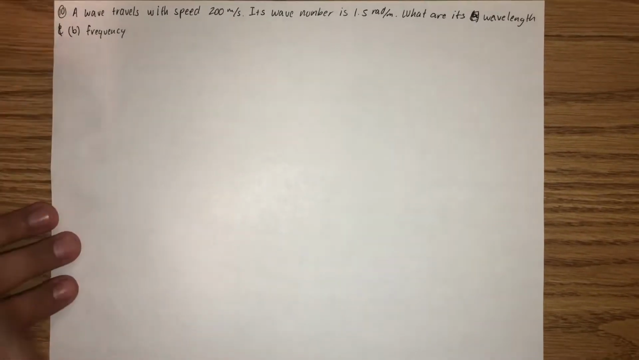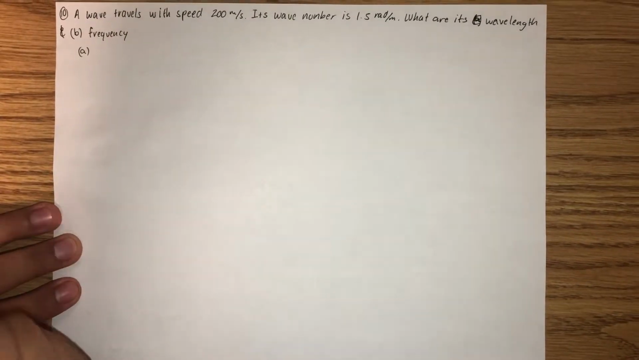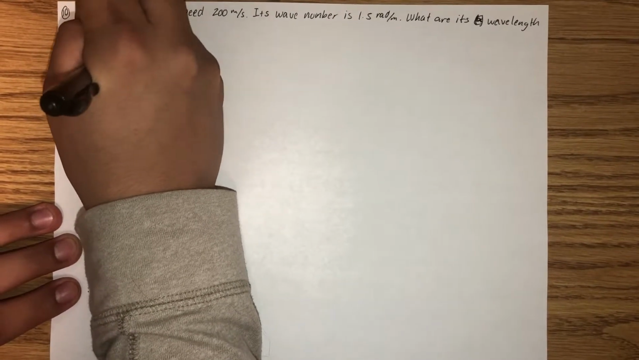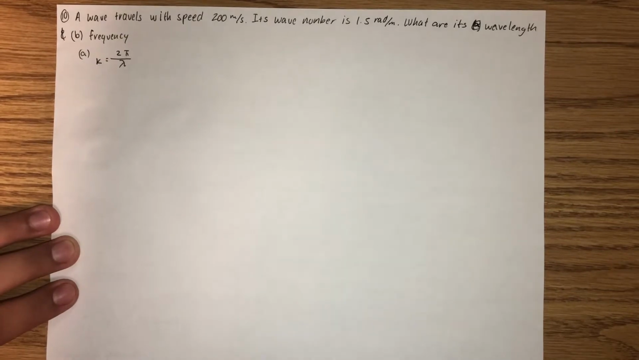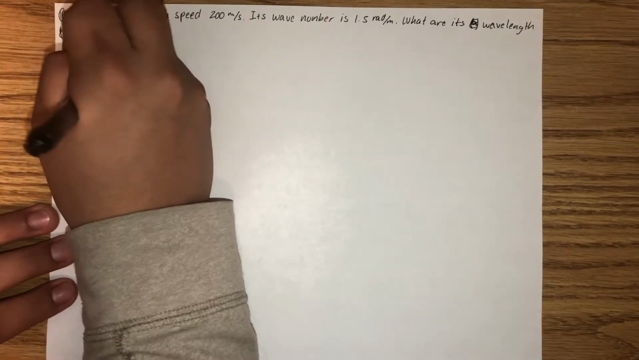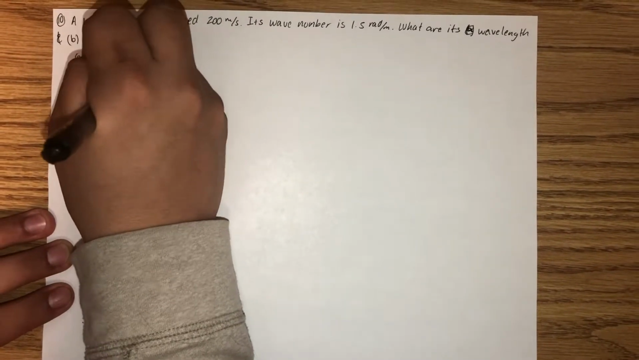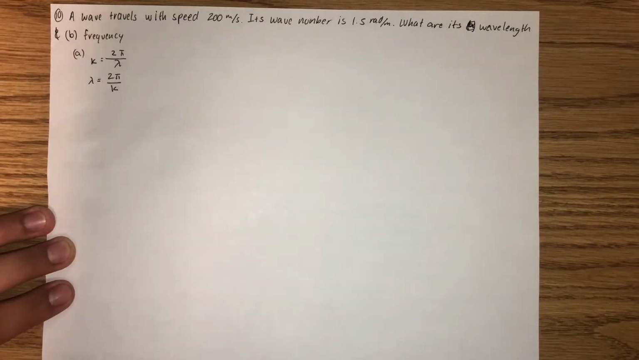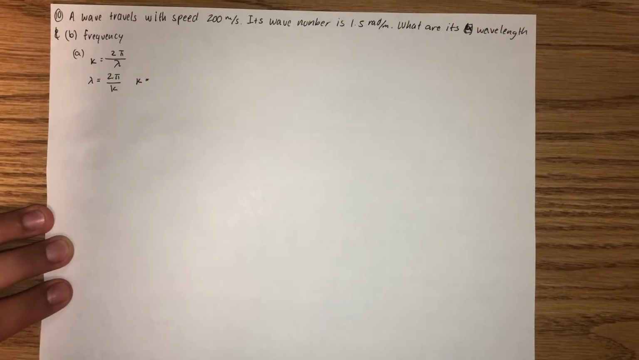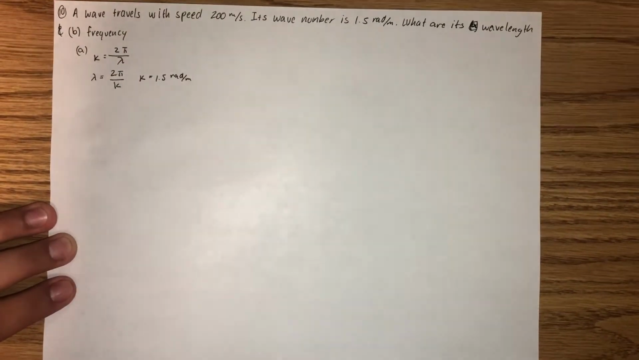So for part A, they're asking you to find wavelength. The equation that we can use is our wave number is equal to 2 pi divided by our wavelength. And we can manipulate this so we can find wavelength is equal to 2 pi divided by our wave number. The reason why we want to do that is because, one, they already gave us our wave number, which we were told to be 1.5 radians per meter.